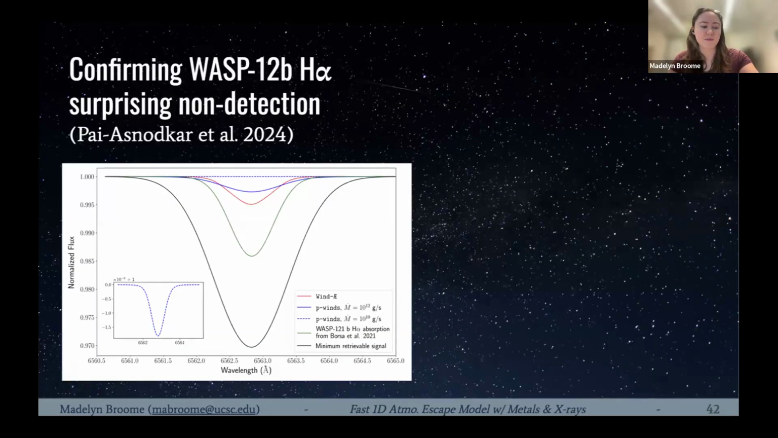And this ability to predict observables has been used in a couple of other ways by co-authors. WASP-12b is another close-in hot Jupiter. There had been a previous hydrogen alpha detection. One of our collaborators at OSU, Anusha Payas-Nodkar, used the PEPSI instrument and did not detect H alpha. And indeed, our model, WINDY, showed that the observable outflow should be far below the detection limits of the PEPSI instrument.